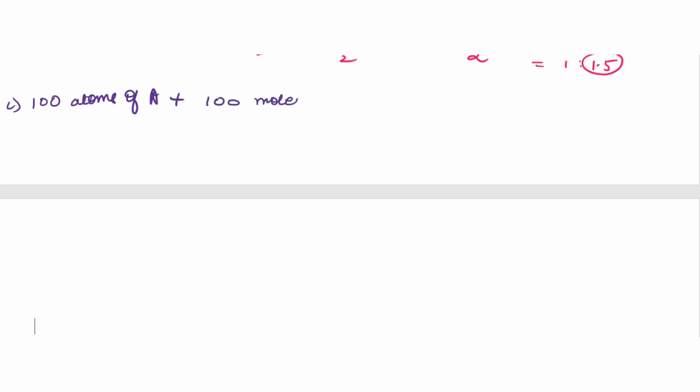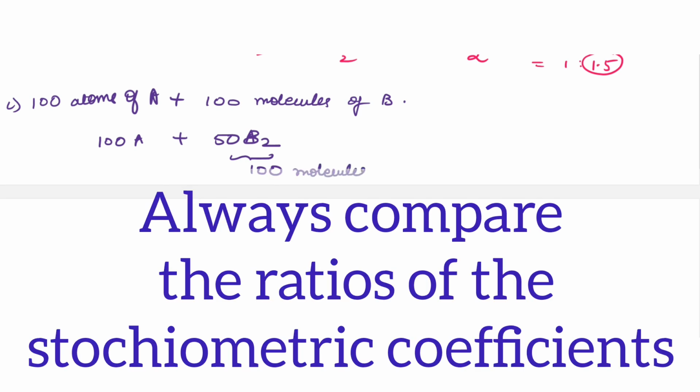So 50 B2, because 50 into 2 gives us 100. So again here you find that the ratio is 1:1. We are taking the ratio of A is to B. So even the starting question, the ratio is 1:1. Here also the ratio is 1:1. So this means that there is no limiting reagent in this particular setup.